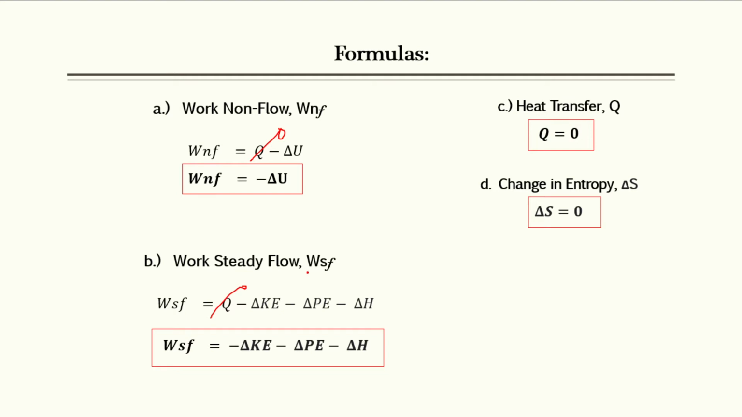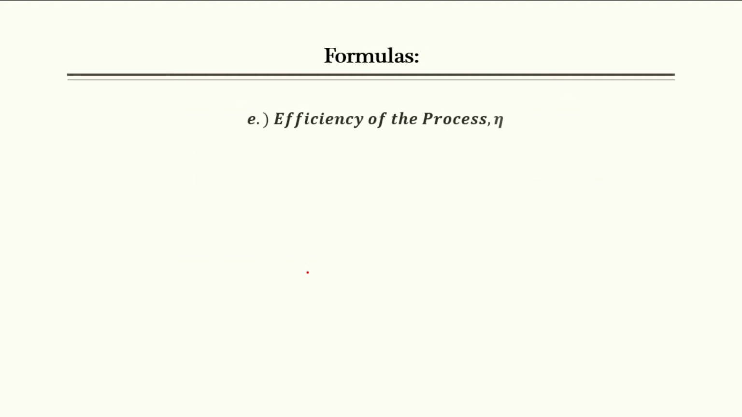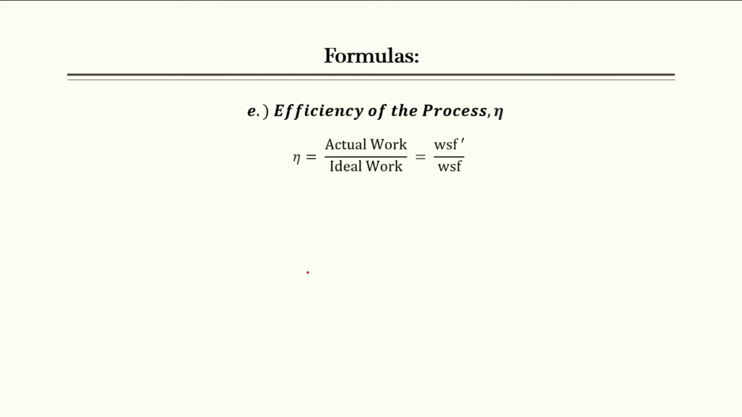Then sa adiabatic process, meron tayong tinatawag na efficiency of the process. So kapag sinabi natin efficiency, it is equals to the actual work divided by the ideal work. Or ang symbol natin is kapag actual, merong prime tayong nilalagay. Then kapag ideal, work steady flow lang na symbol. Okay, so derive natin yung formula.